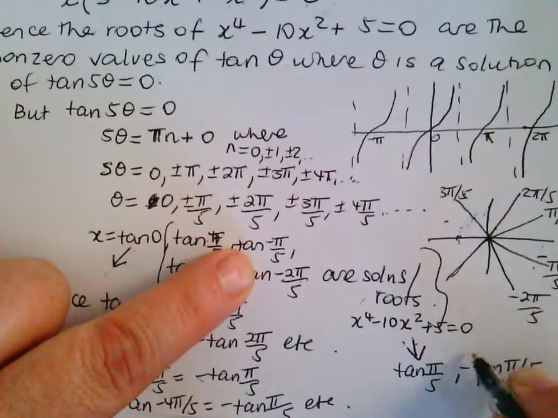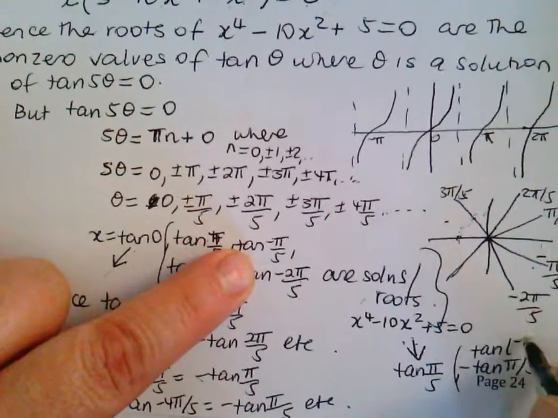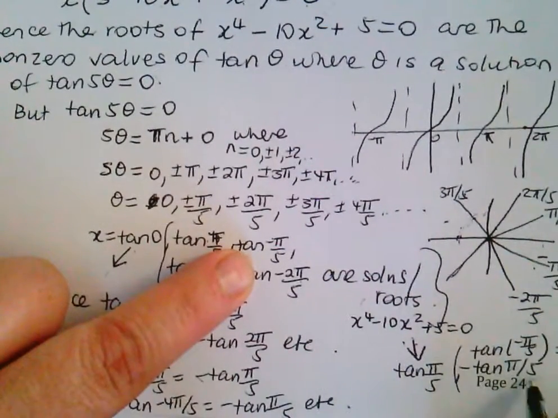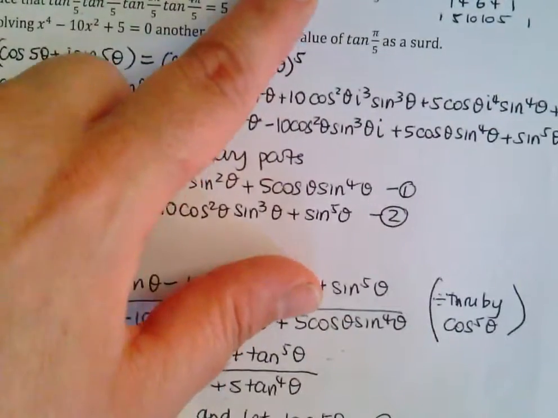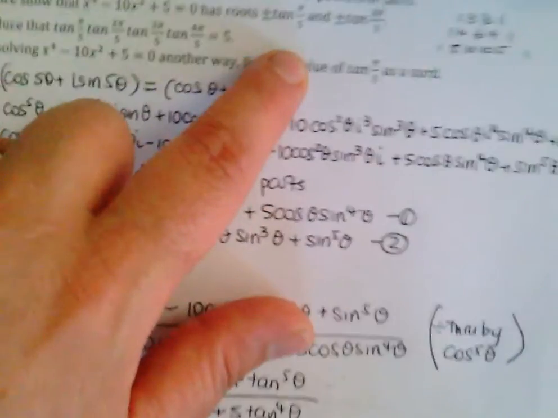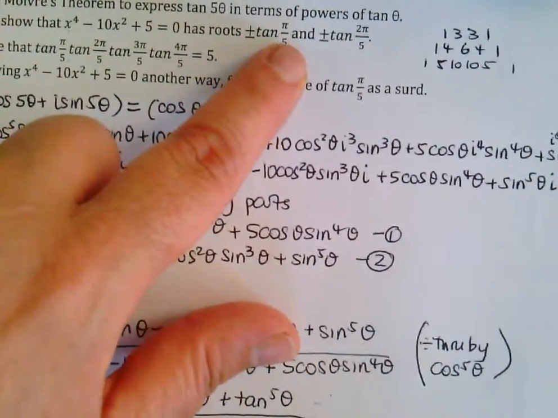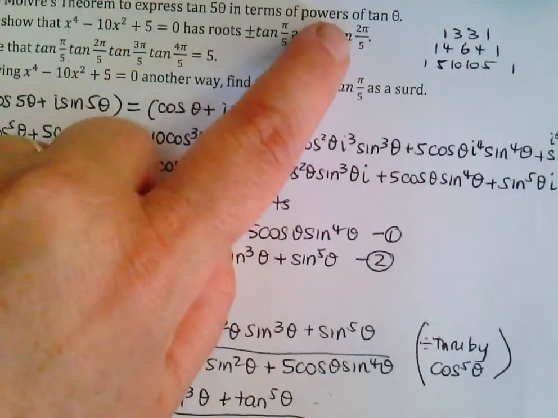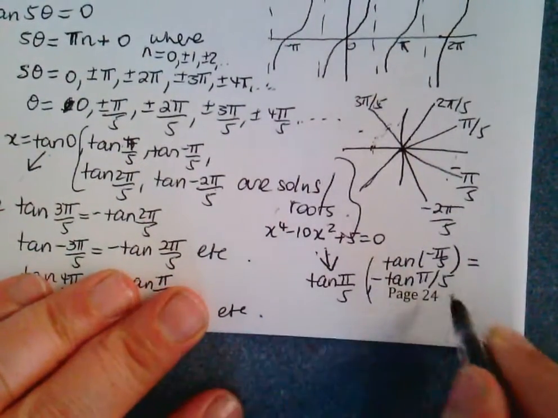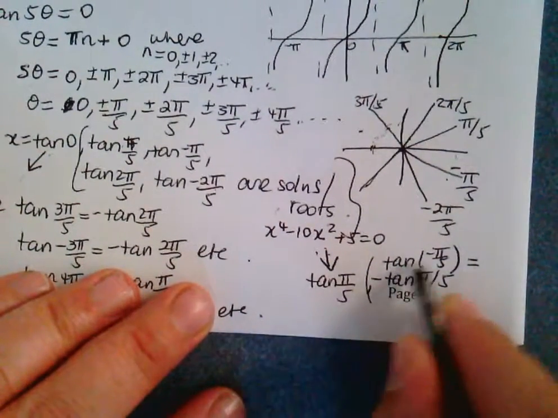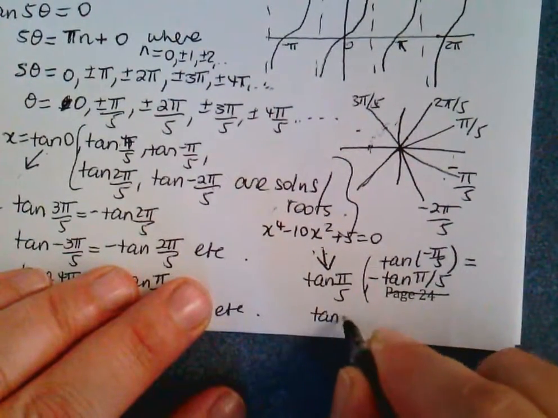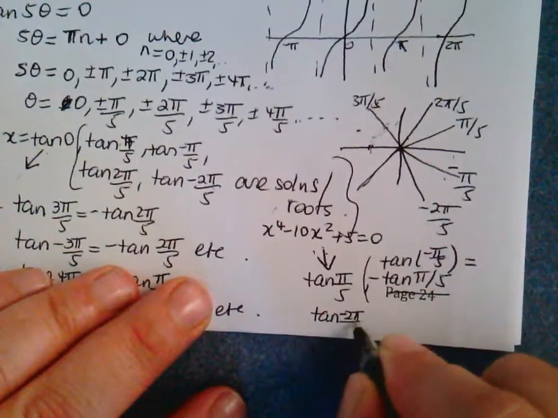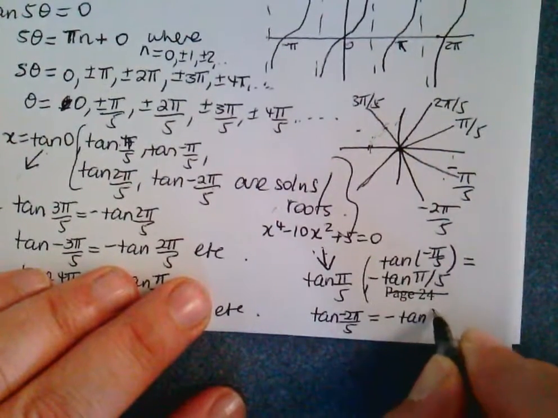Because, you know, you note that tan of negative pi on 5 is equal to negative tan pi on 5. See how they're saying show that the roots are plus or minus tan pi on 5? Not show that the roots are tan pi on 5, tan minus pi on 5, tan 2 pi on 5. They're not saying tan of negative 2 pi on 5. We just need to say down here that notice that tan of negative pi on 5 equals negative tan pi on 5. And also notice that tan of negative 2 pi on 5 is equal to negative tan 2 pi on 5.